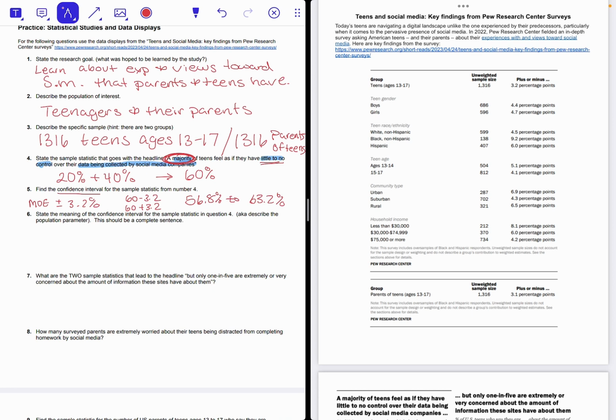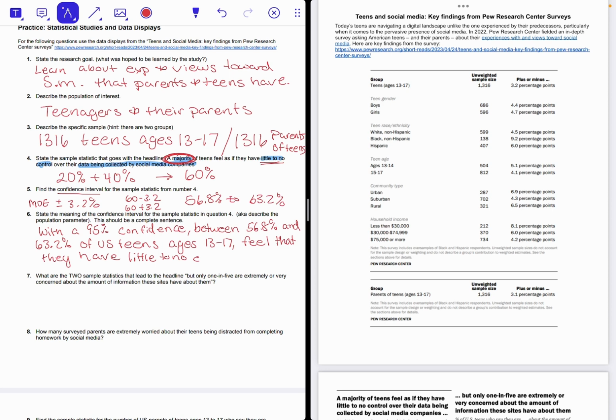All right, state the meaning of the confidence interval for the sample statistic we just found, aka describe the population parameter. So with all of these, we state, okay, with a 95% confidence. And if you look at some of the print, like when you open the article and look at the data, they tell you with 95% confidence between 56.8% and 63.2% of U.S. teens ages 13 to 17 feel that they have little to no control over their data being collected by social media companies. So we're sort of putting a bunch of the last few ones together.